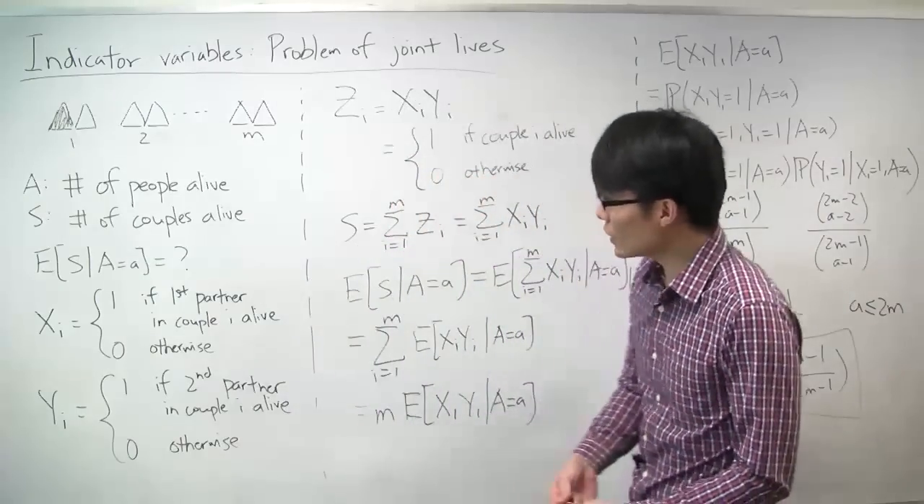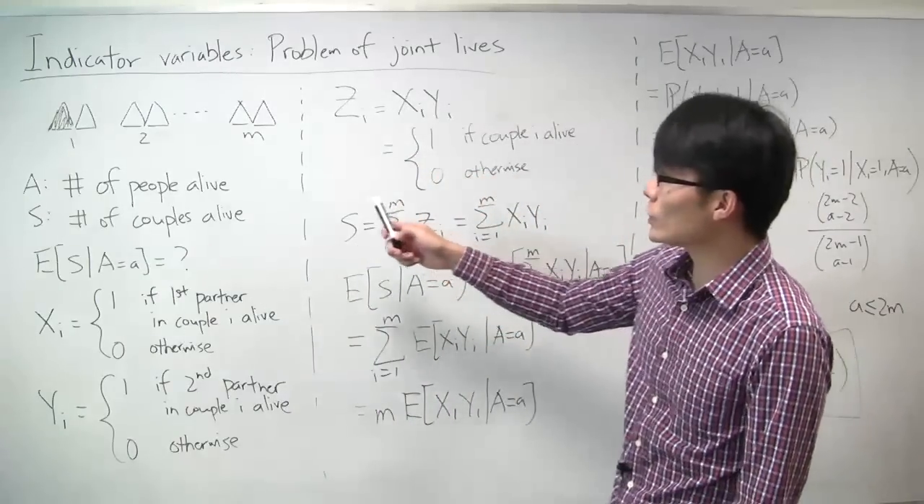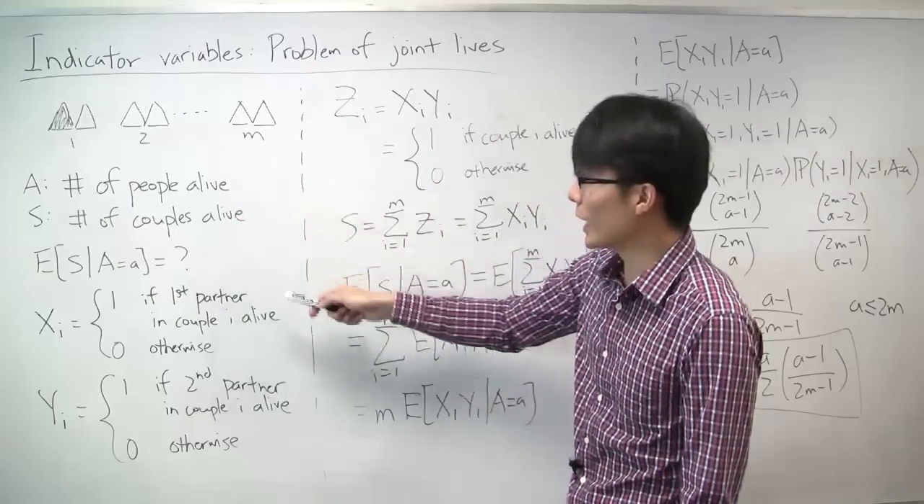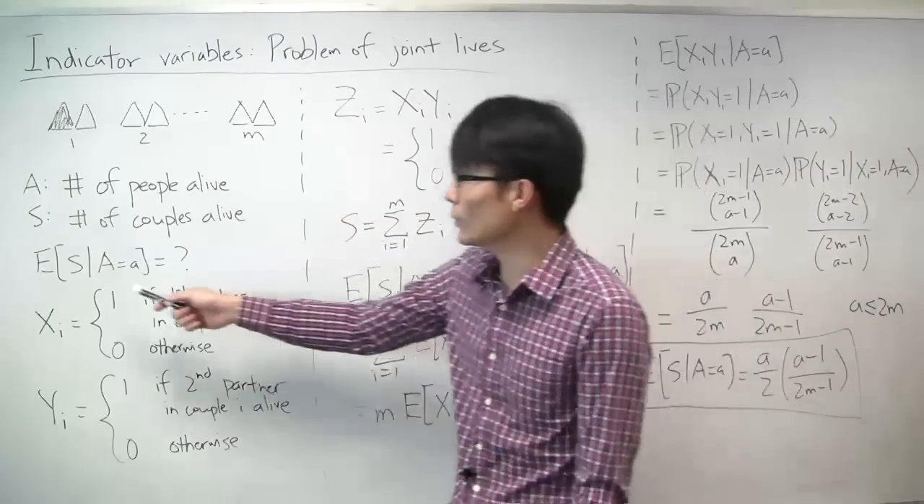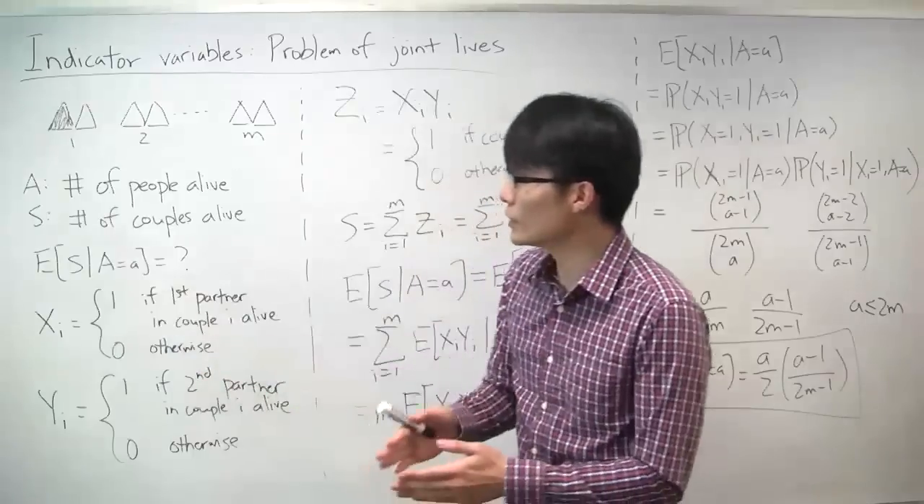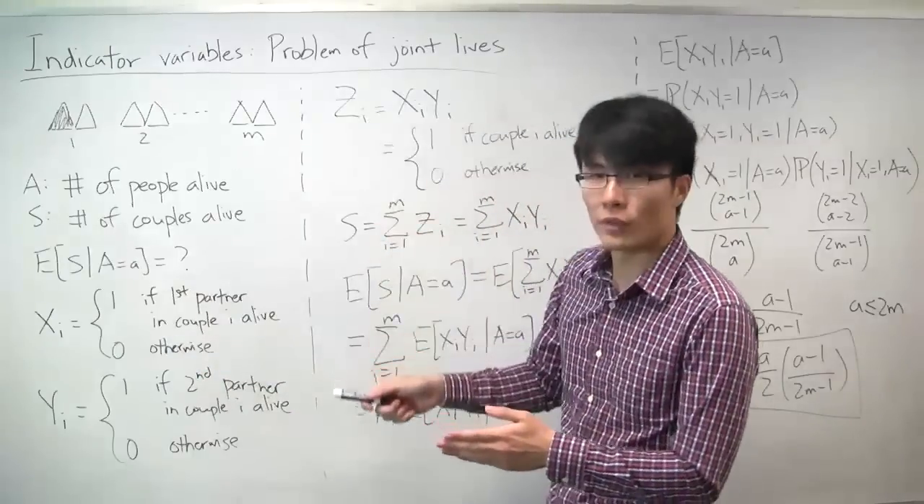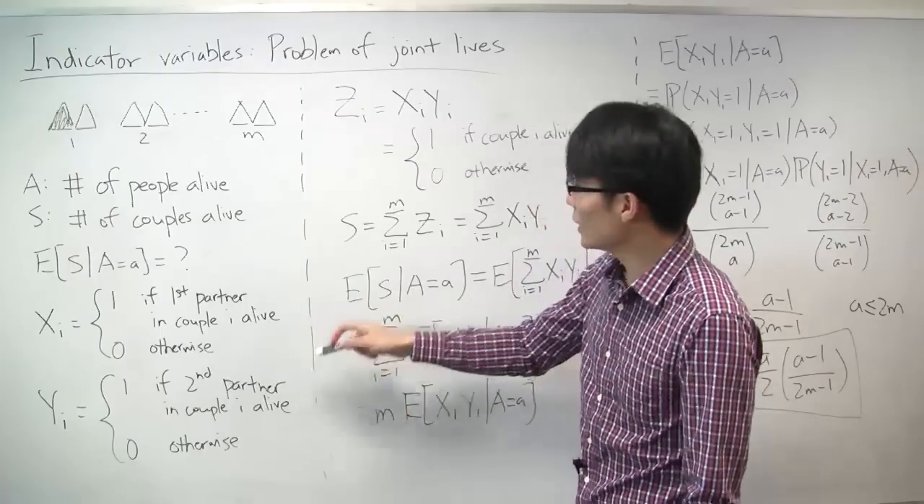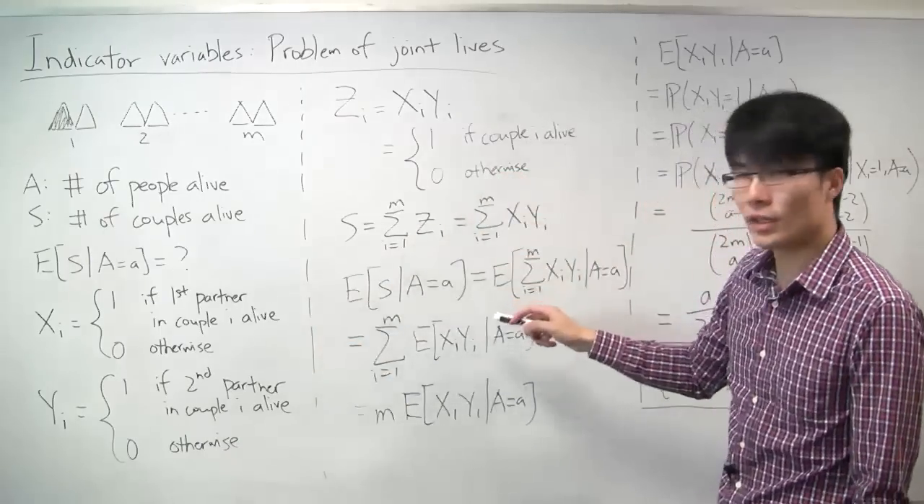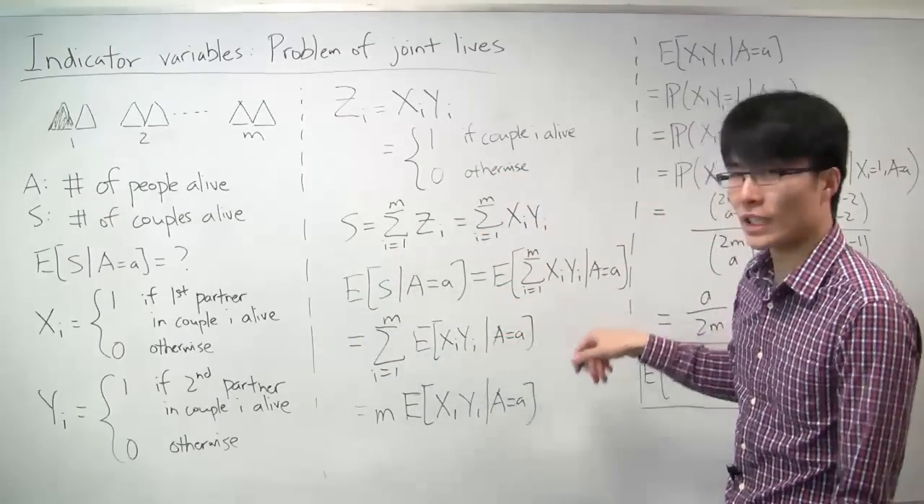Okay, so in this problem, we started out with something that seems fairly complicated, and we broke it down into constituent parts. We took one random variable and broke it down into indicator variables, each one representing an individual couple. And through the use of indicator variables and linearity of expectation, we were able to calculate the final answer.